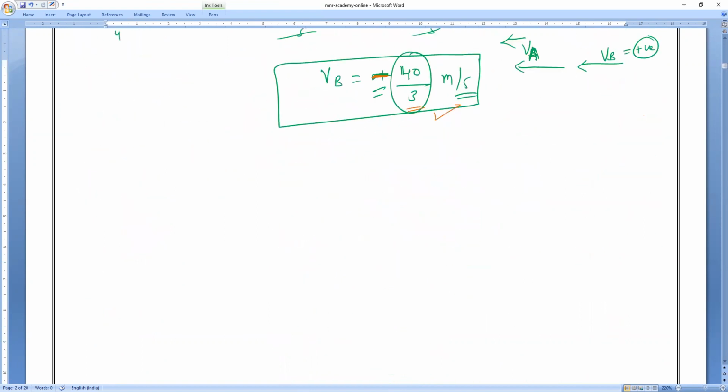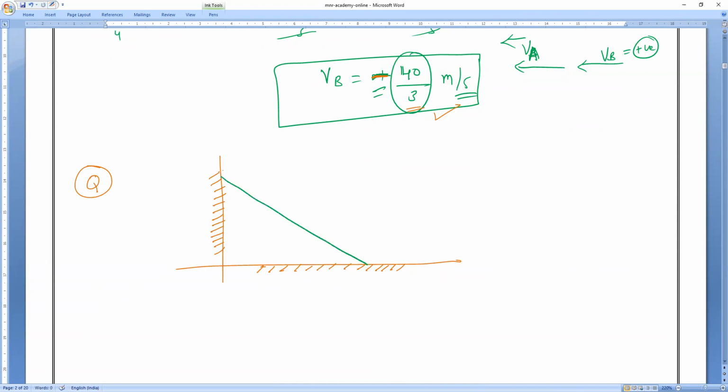The next question is very, very interesting and very important, so all of you observe very carefully. Let there be two walls, wall number 1 and wall number 2. We all know a rod or ladder. Let me take a rod which is attached to the two walls, just kept against the two walls.